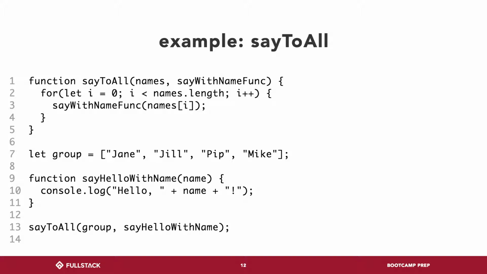So what's happening on this slide is that we have a function called say to all that takes names and a function called say with function names. It loops through the array of names that it's given, and for every name that it hits in the names parameter, it invokes the say with name function. So if we have a group, Jane, Jill, Pip, Mike, and a function, say hello with name, that just console logs hello name, and plug those into the say to all thing, who can think about what we're going to get?